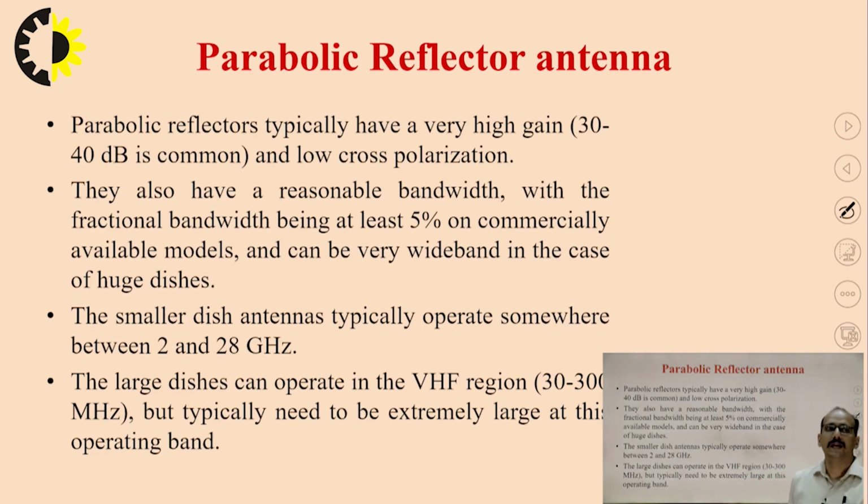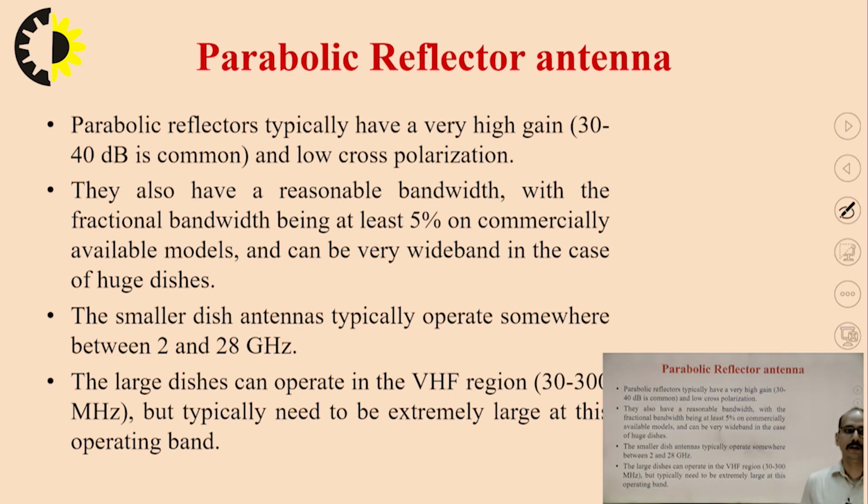Now the parabolic reflector typically has a very high gain of 30 to 40 dB and a low cross polarization. It means you cannot create multiple beams through a single parabola. They also have a reasonable bandwidth, with the fractional bandwidth being at least 5% on commercially available models, and can be very wideband in the case of used dishes. Also, the smaller dish antennas typically operate somewhere between 2 to 28 GHz.